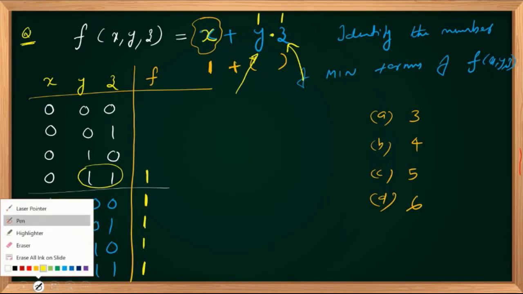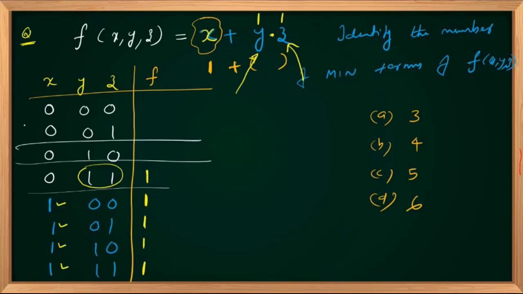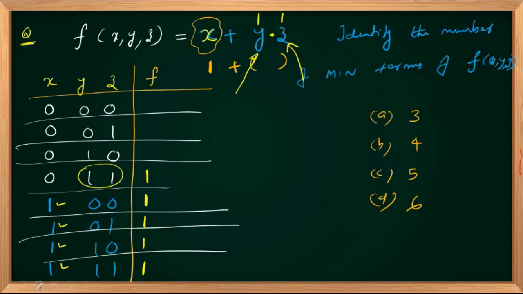In all other cases, my function will be equal to 0. Correct? The function will be equal to 0, 0, 0, 0. Okay, so you are asked to identify, listen carefully, the number of min terms. Number of min terms means how many min terms there are. Each one will constitute a min term. So 1, 2, 3, 4, 5, right? So your answer is correct: 5 min terms.